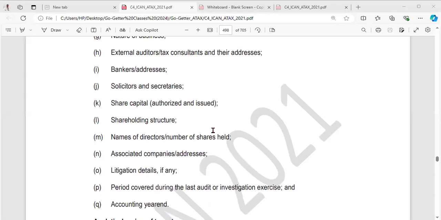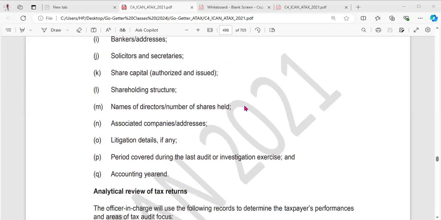Then your shareholding structure: how much percentage is for equity, how much is for debt. They want to know that. Names of directors and number of shareholders, associated companies and addresses. So which other companies are you affiliated with? You may be in one company as a director, maybe in another company as a director, maybe in another company as a subsidiary or as an associate. So you need to give details on that.